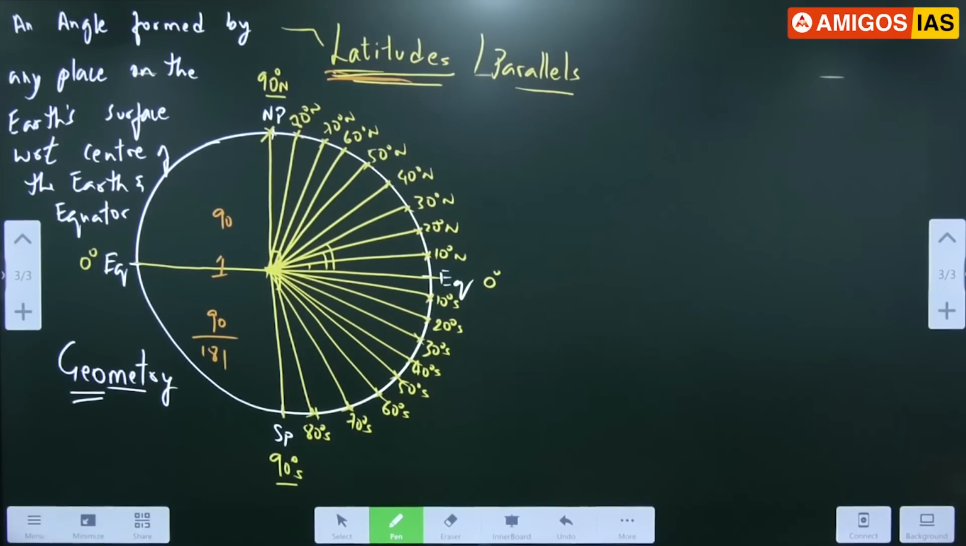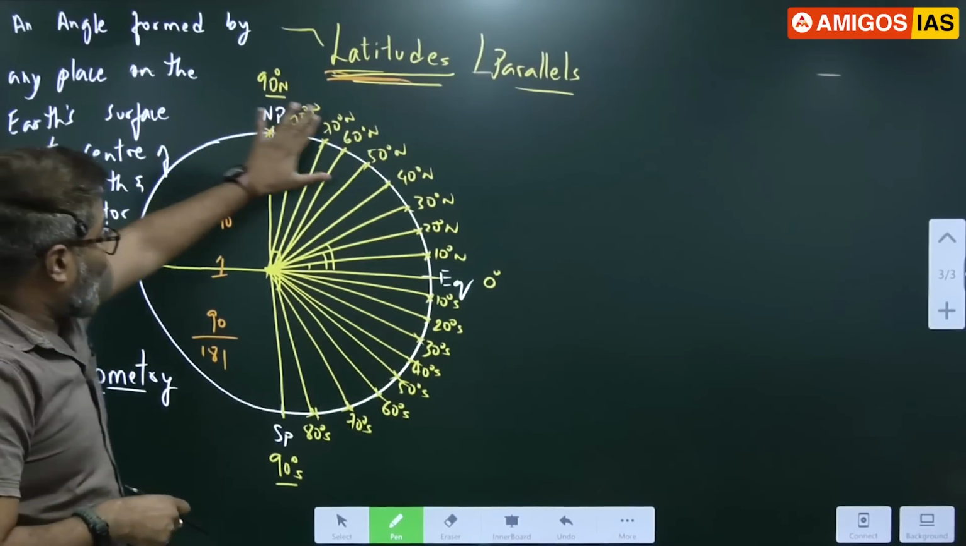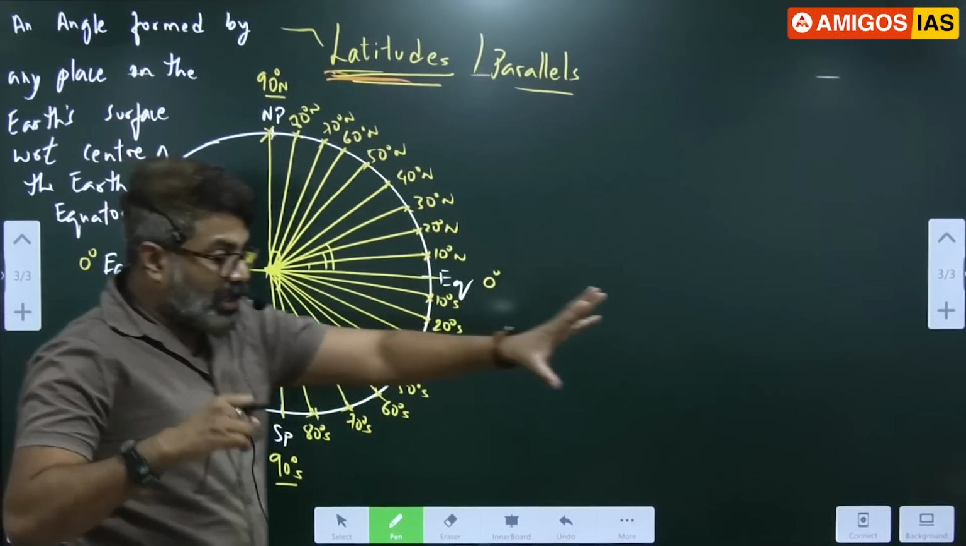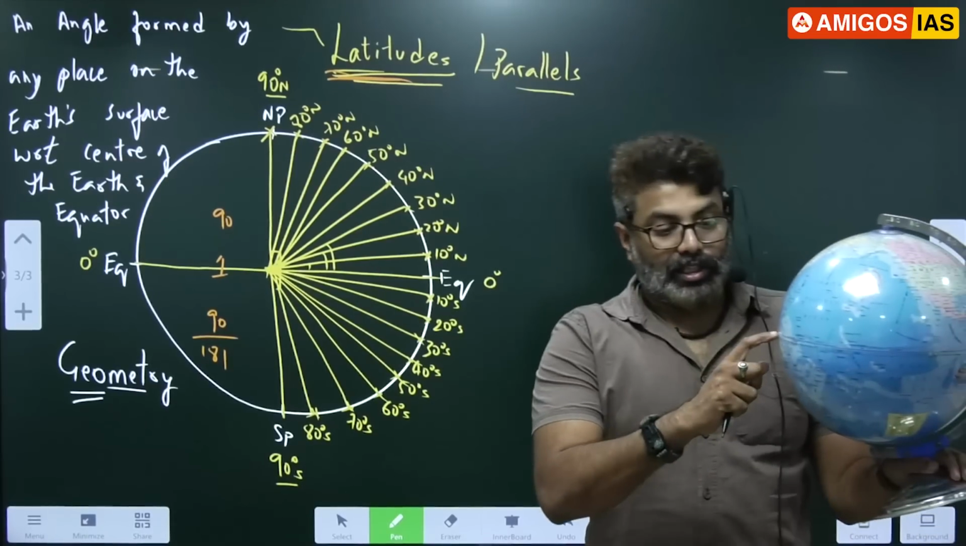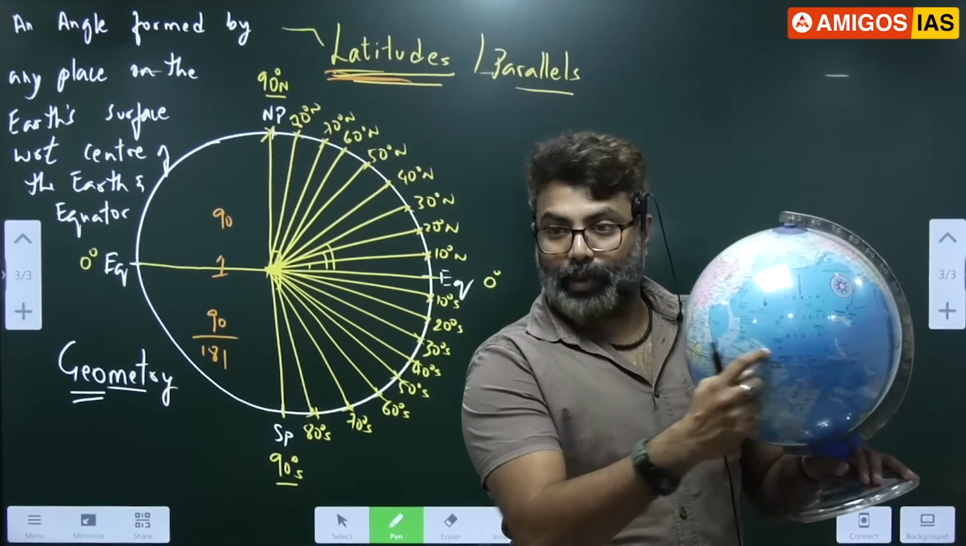Shall I continue? See, on the board it looks 2D, correct? But imagine the globe now, 3D. See, this is all 0 degree, the equator.